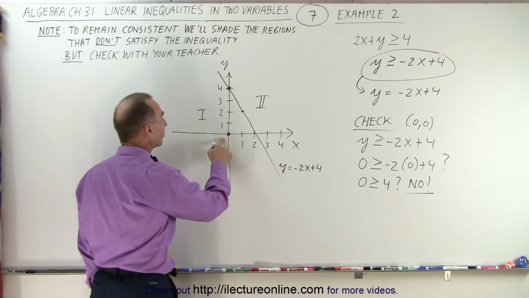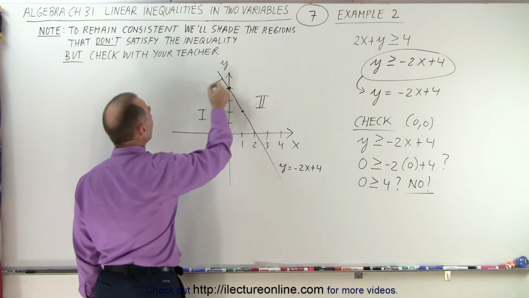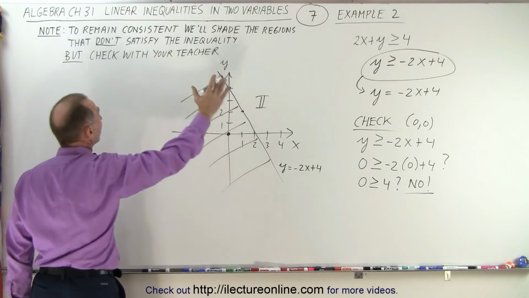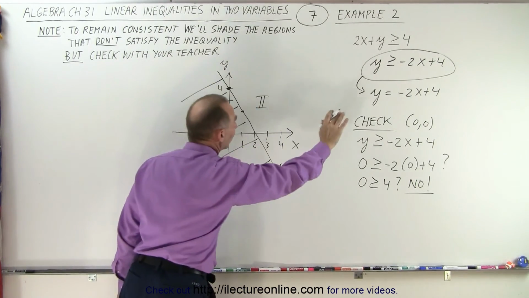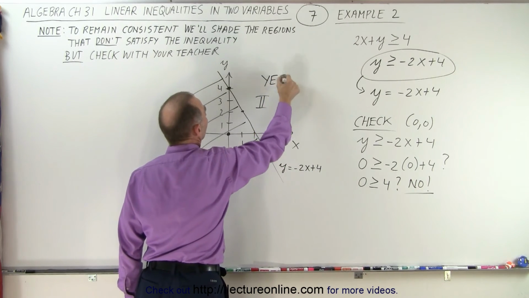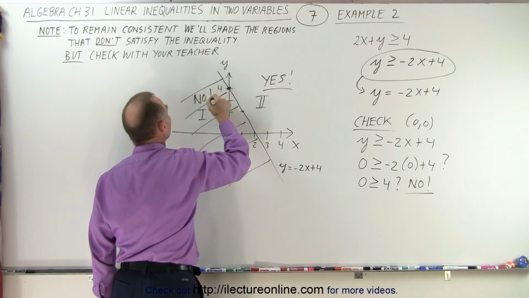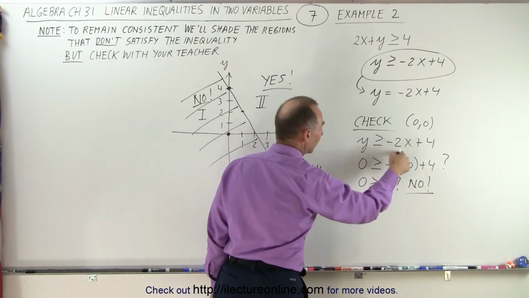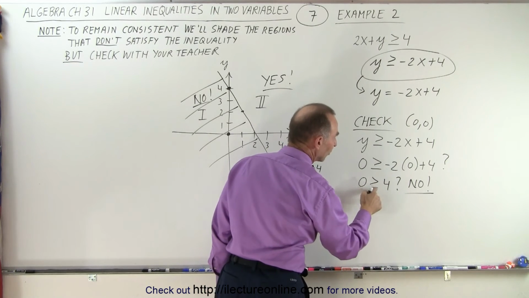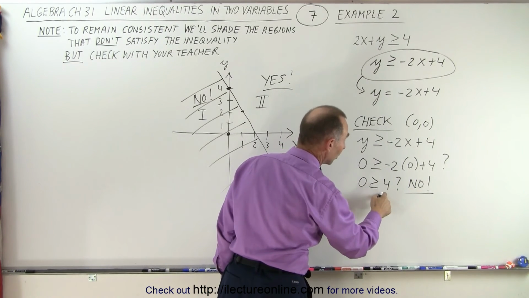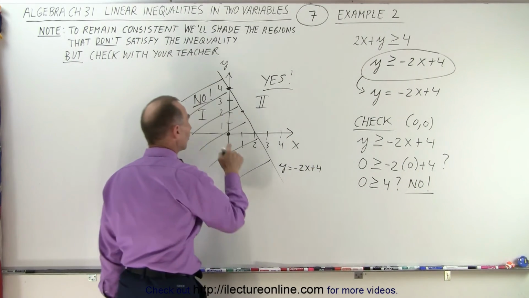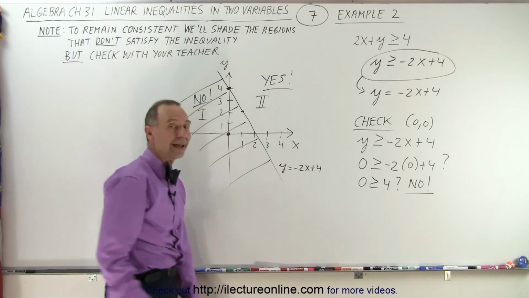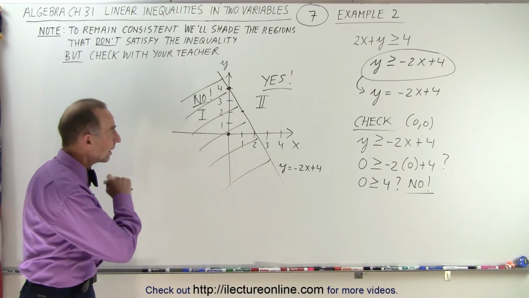So we picked a point in a region that does not satisfy the inequality, which means we're going to shade out this region. Note again that we're going to shade out the region that does not satisfy it, so the other region satisfies it. So this one is yes, and this one is no. Again, I picked a point in region number 1. I plugged it into my inequality. 0 is not greater than 4. So therefore, the answer is no. This point does not satisfy the inequality. We shade it out, and the other region is the side that satisfies the inequality. And that is how it's done.